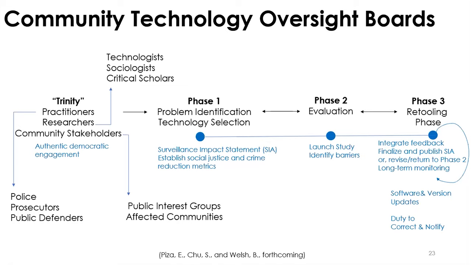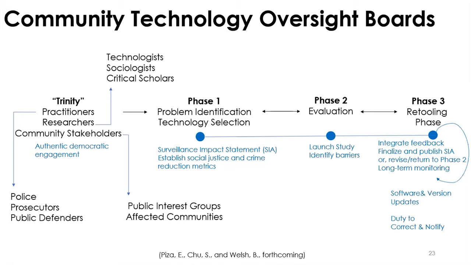So the first thing that needs to happen is to identify the problem and select technology to match the problem, rather than this technology in search of a problem that we often see in the use of predictive policing algorithms.